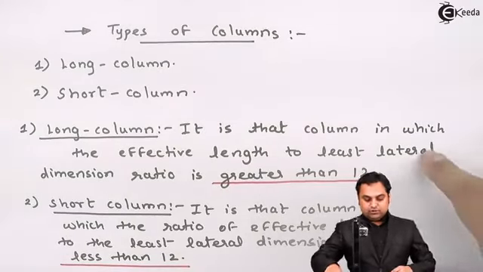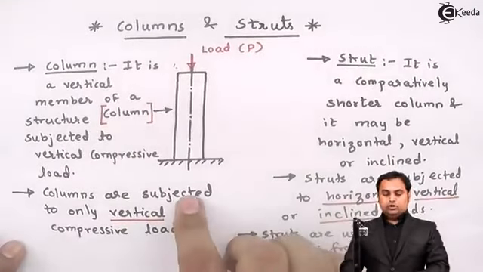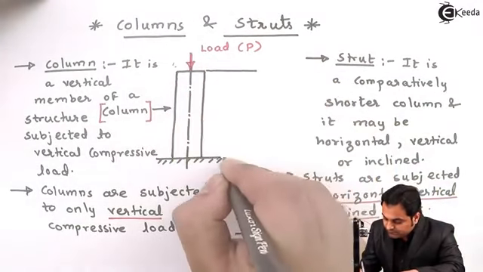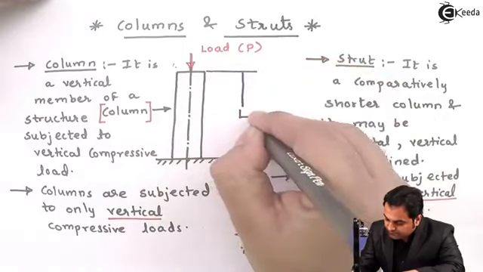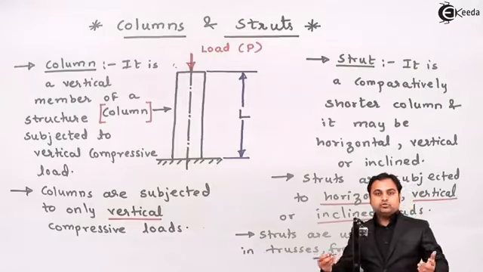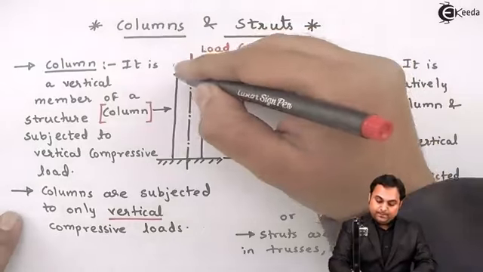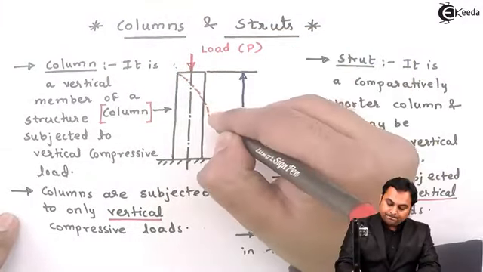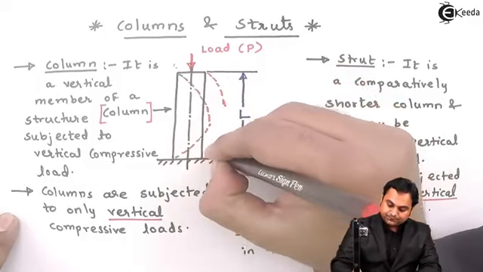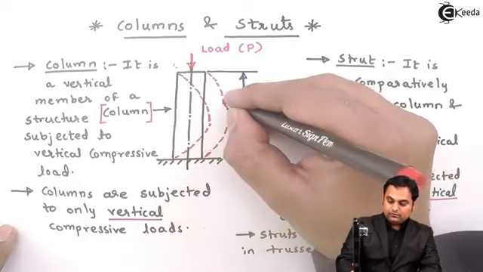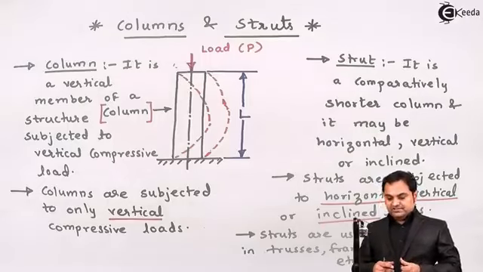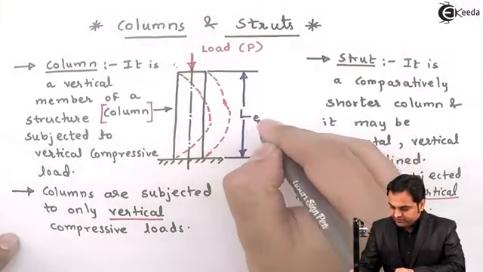Now here I'll explain this long and short column with the help of a diagram. The column which I have drawn here, this indicates the length of the column. Because of the load acting on the column, this column may bend. Suppose it is bending in this direction. Then the entire length of the column is bending. So the length of the column which is actually bending is called the effective length of the column.